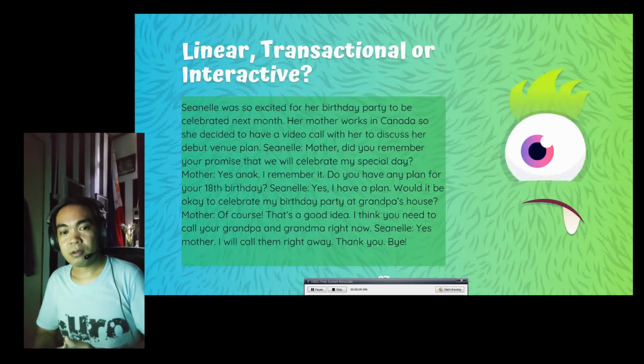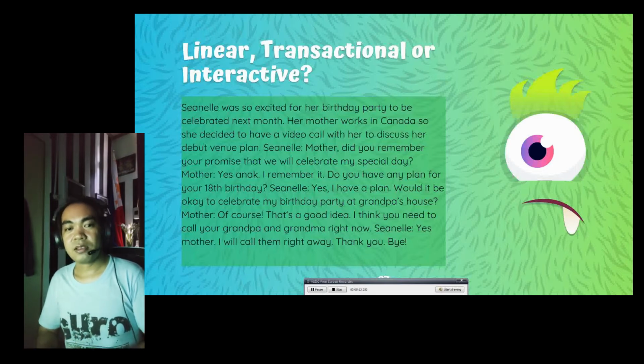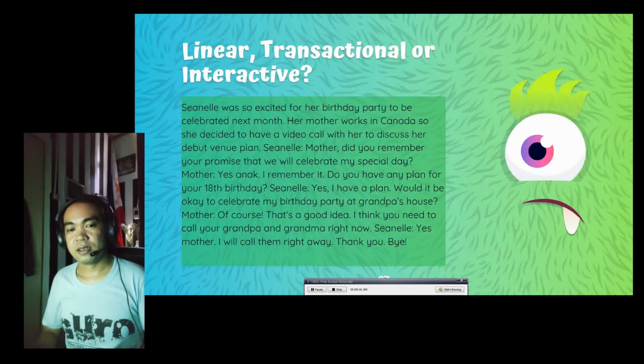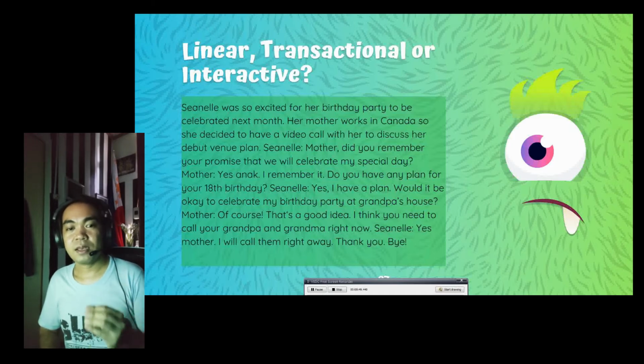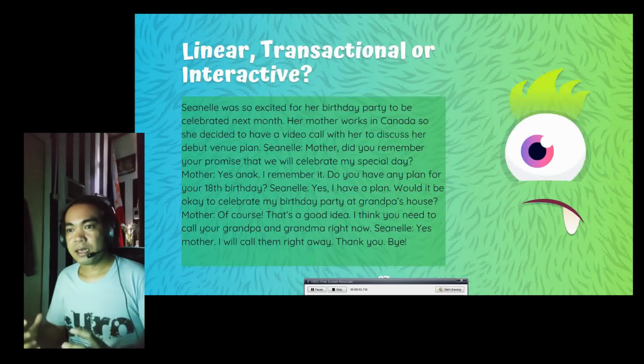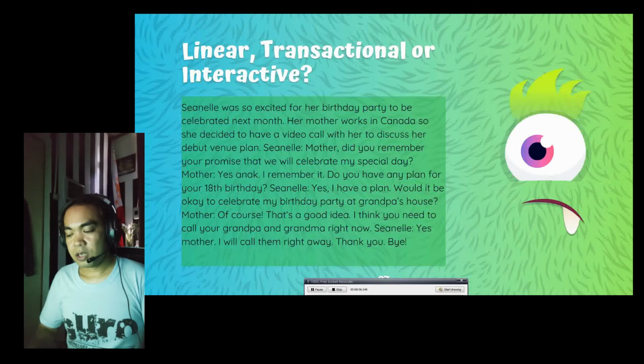They are both talking about the birthday. They are both of the same background. They are both of the same context, and we can see that they were able to understand each other because they are of the same field of experience. They are mother and daughter who probably spent time together in the past, and therefore it is easy, especially because of the line, "Mother, did you remember your promise that we will celebrate my special day?" Meaning there is a previous conversation about her special day. So they have to be of the same field of experience, making this an example of interactive communication.